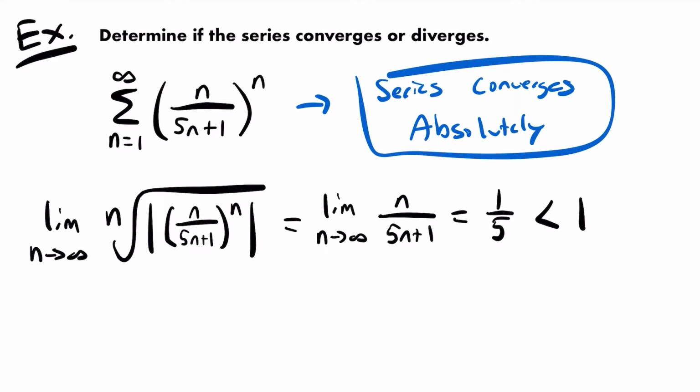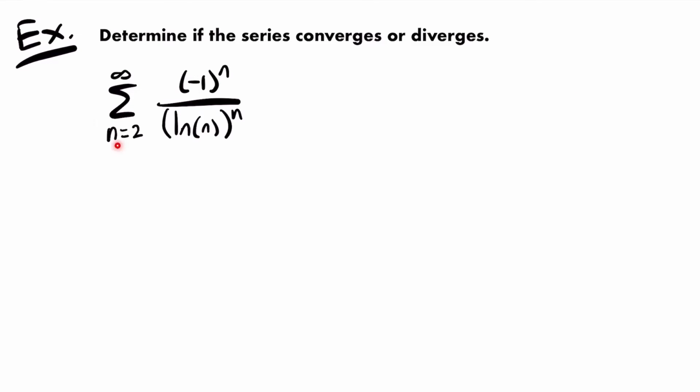Let's look at another example. All right, next up we have this series, the sum from n equals 2 to infinity of -1 to the power of n divided by the natural log of n raised to the power of n. And we want to determine if this series converges or diverges.